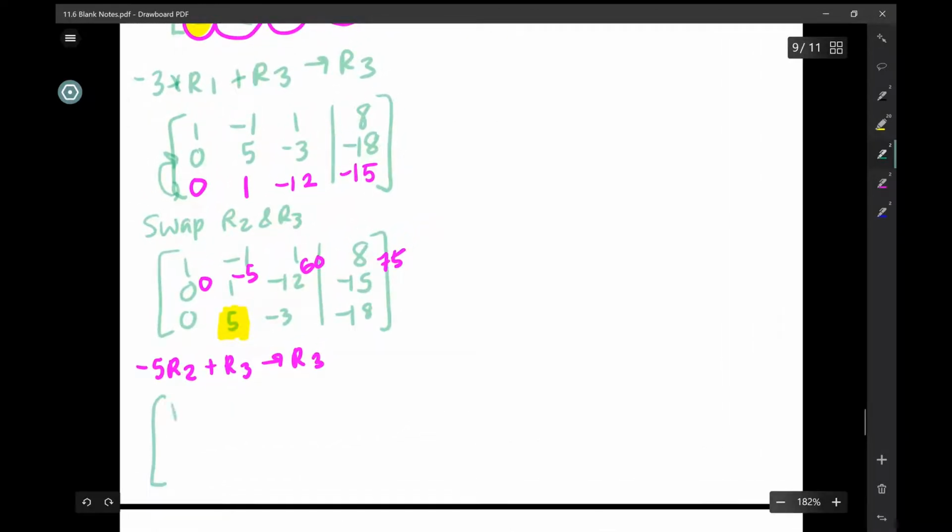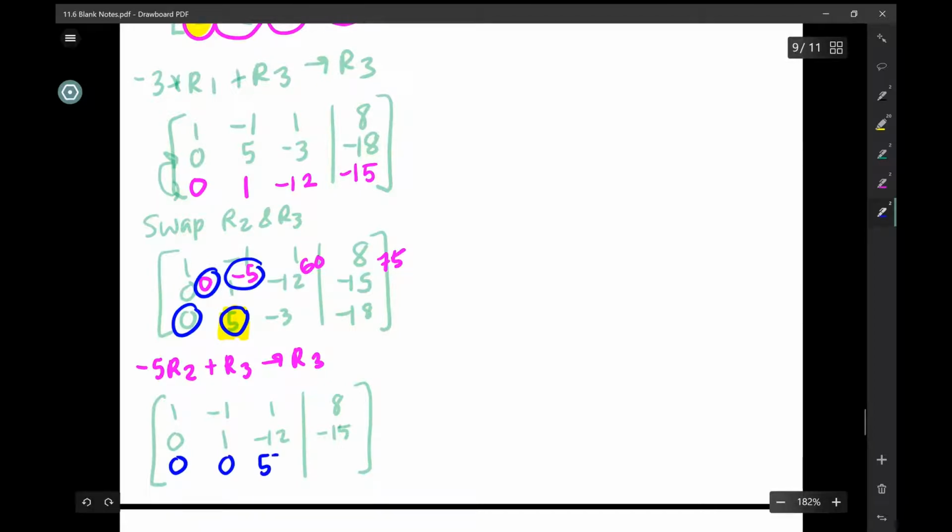So row 1 is staying the same. Row 2 is staying the same. Row 3, that's what we're working with. 0 and 0 makes 0. Negative 5 and 5 makes 0. 60 and negative 3 makes 57. 75 and negative 18 makes 57.